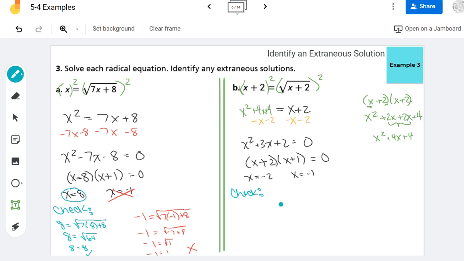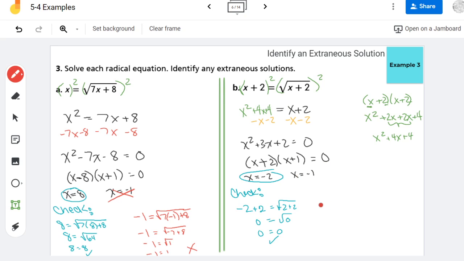Don't worry, the check step is fairly quick, right? Most people get frustrated at having to do the check step because they're kind of lazy, which I also get. So here, negative 2 plus 2 is 0. And in the radical, that's another 0. And the square root of 0 is 0. So negative 2 is certainly one of our answers.